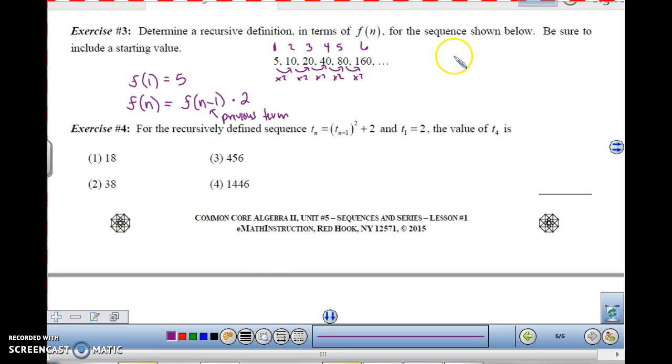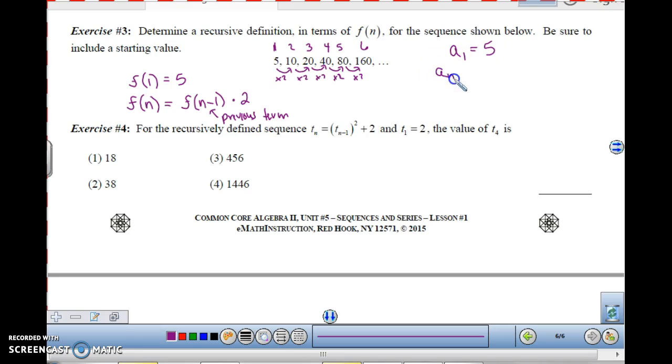You may also see it with subscript notation. Usually subscript is more common in Algebra 2, but they kind of go back and forth. So just so you see it, if you did it using the subscripts, usually it's done with an a. You would see it as a of 1 equals 5, because that would be the starting value.